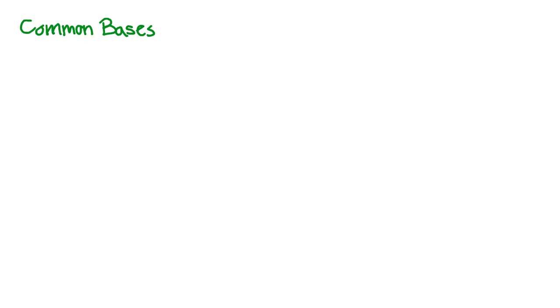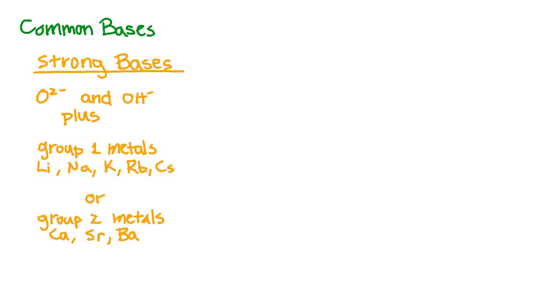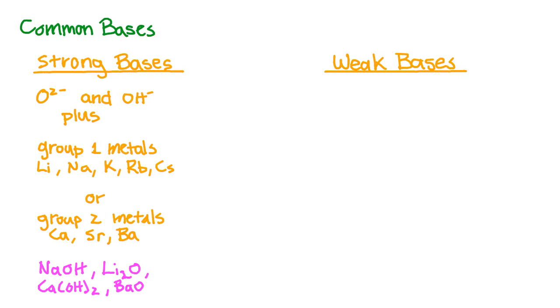Now let's take a look at the bases. The strong bases are much more regular than the list of strong acids. They will be compounds containing O2- or OH- plus either a group 1 metal, lithium, sodium, potassium, rubidium, or cesium, or some of the group 2 metals, calcium, strontium, and barium. So some examples of strong bases would be NaOH, Li2O, Ca(OH)2, or BaO.